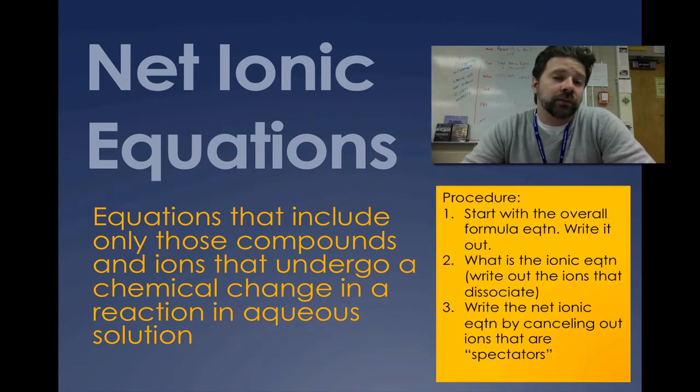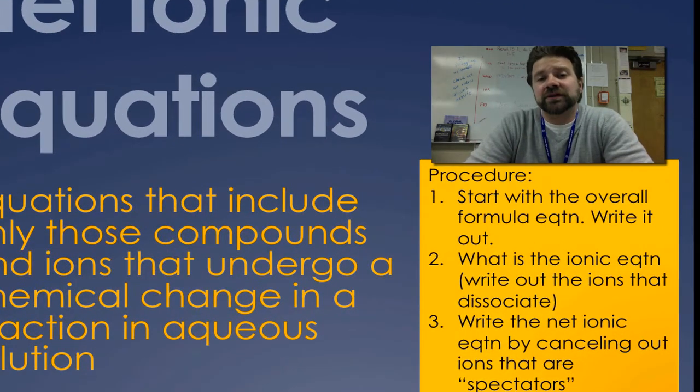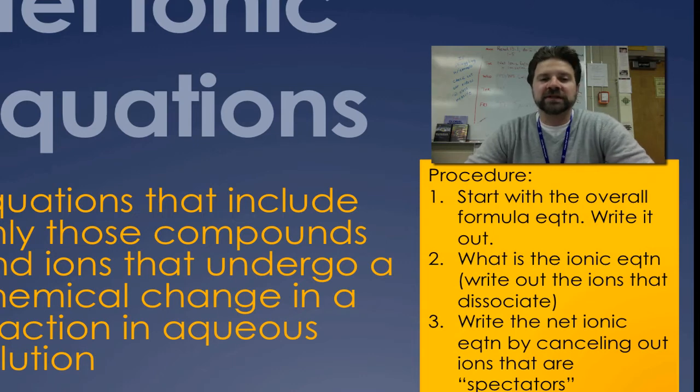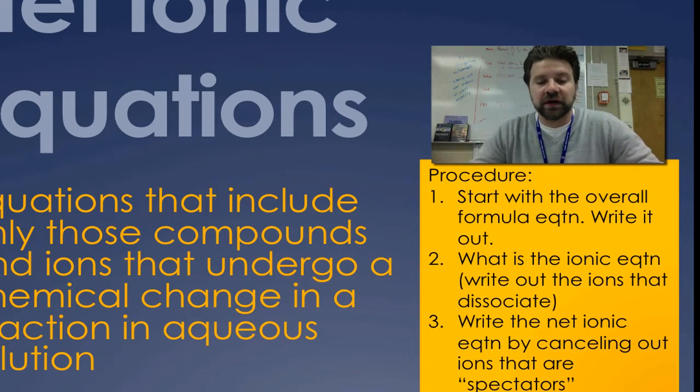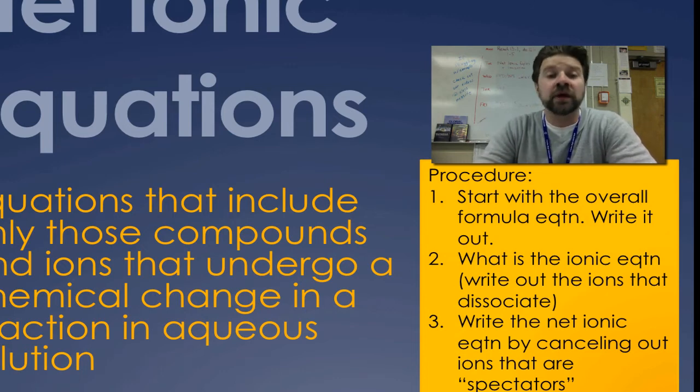Now, in order to get a net ionic equation, there are three major steps that will get us there. Number one, we have to be able to translate a word equation into an overall formula equation, which means translating names of chemicals into formulas for those chemicals. Number two, what is the ionic equation? If there are ionic compounds in our set of chemicals, we have to be able to split them up into their positive ions and their negative ions. And lastly, number three, we have to figure out the net ionic equation by canceling out spectator ions, which I'll show you how to do as well. So let's get to it.